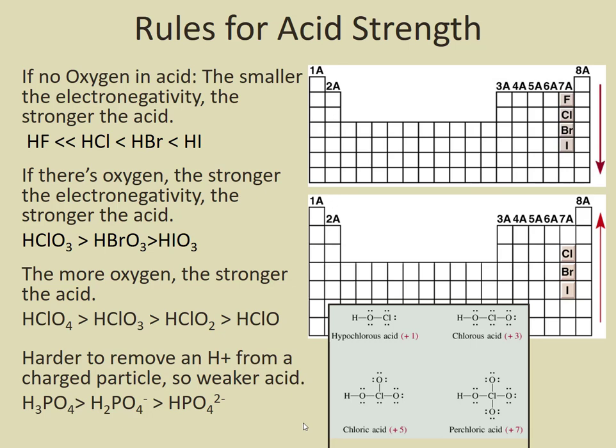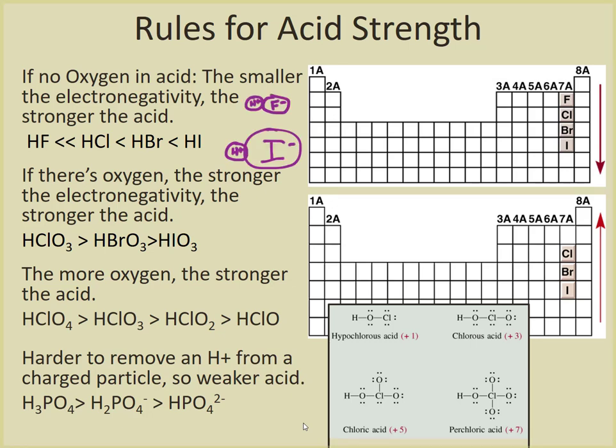Here's this first series. In this first series, there's no oxygen in the acid. We are looking at the halogens, so fluorine, chlorine, bromine, and iodine put with hydrogen. And the rule is the smaller the electronegativity, the stronger the acid. You could also look at it as the larger the atom, the stronger the acid. The larger the atom or the lower the electronegativity, that hydrogen will be able to come off easier.